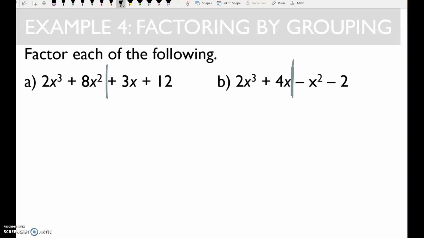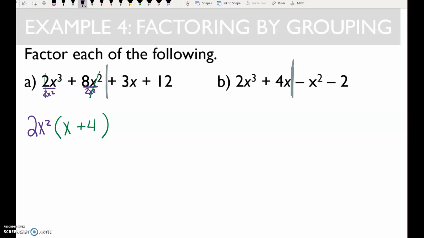So our first group is 2x cubed plus 8x squared. What do these 2 terms have in common? Ignore the second group for right now, just look at the first group. So 2 and 8, we can definitely divide both of those by 2. X cubed and x squared, we can take x squared out. So I'm going to divide both of these by 2x squared and put whatever is left in the parentheses. So 2x cubed divided by 2x squared. We're getting rid of the 2. We're taking out 2 of the 3 x's. We have 1 of those x's left over. 8 divided by 2 is 4, and we're taking out the x squared. Okay, we are done with our first group.